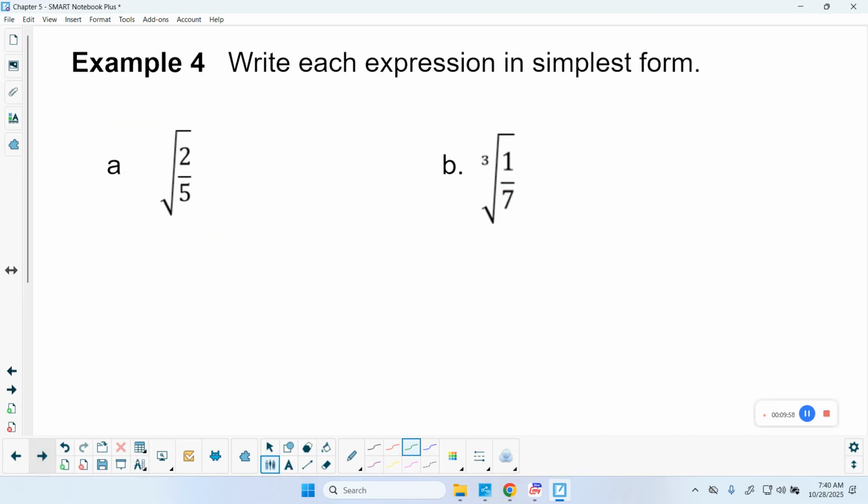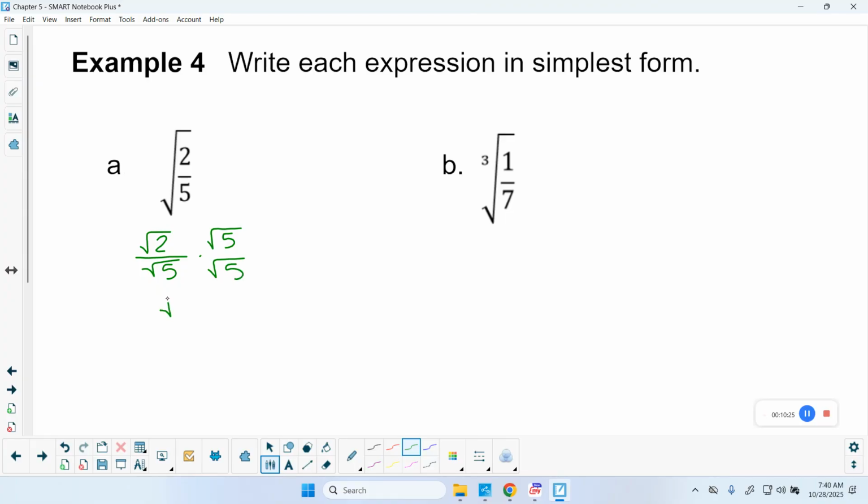Now in example 4, again, we're going to write each expression in simplest form. So on this one, we are dividing. So with A, the square root of 2/5, this is the same thing as saying the square root of 2 divided by the square root of 5. You guys have had this many times before where we have to rationalize our denominator because we can't have a square root. So all that happens is we multiply by the square root of 5.